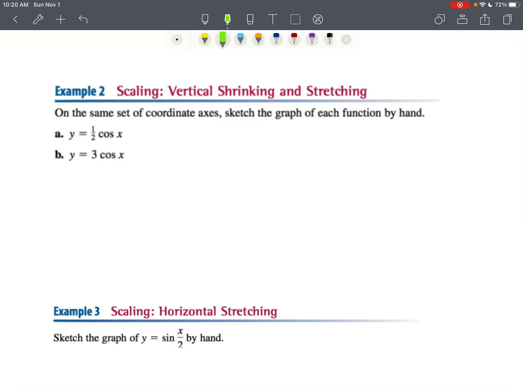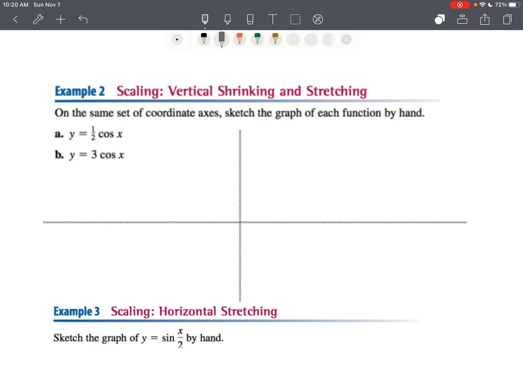We're first going to scale our parent functions through vertical shrinking and stretching. So we're going to demonstrate this on the same set of coordinate axes. So I'm going to draw a set of axes. So I've got a vertical axis and I've got my horizontal axis.